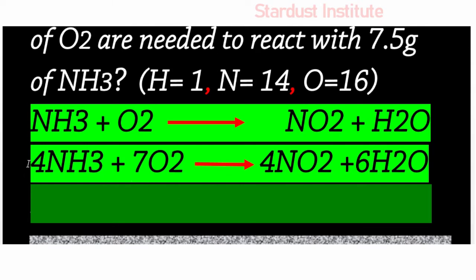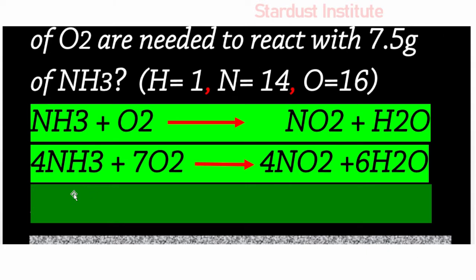You can see on the left hand side 4 times 3, 12 hydrogens. On the right hand side 6 times 2, 12 hydrogens. On the left hand side 4 nitrogens. On the right hand side 4 nitrogens. On the left hand side 7 times 2, 14 oxygens, and on the right hand side 4 times 2, 8 oxygens and 6 oxygens here, so on the right hand side also 14 oxygens. Now we can find the ratio.